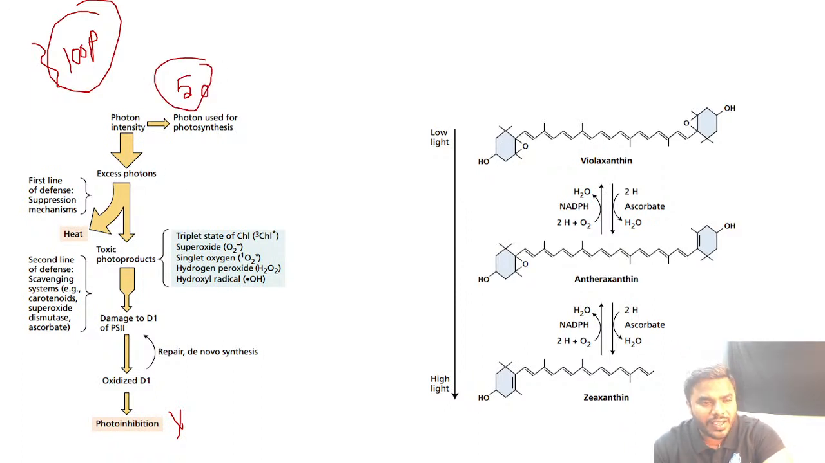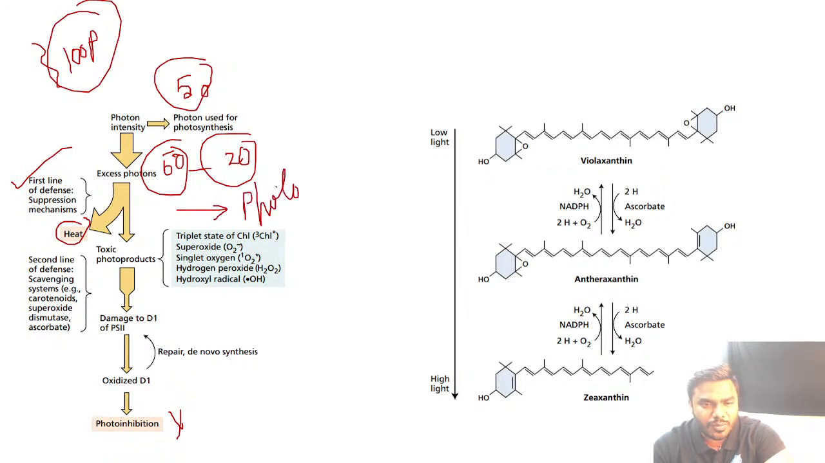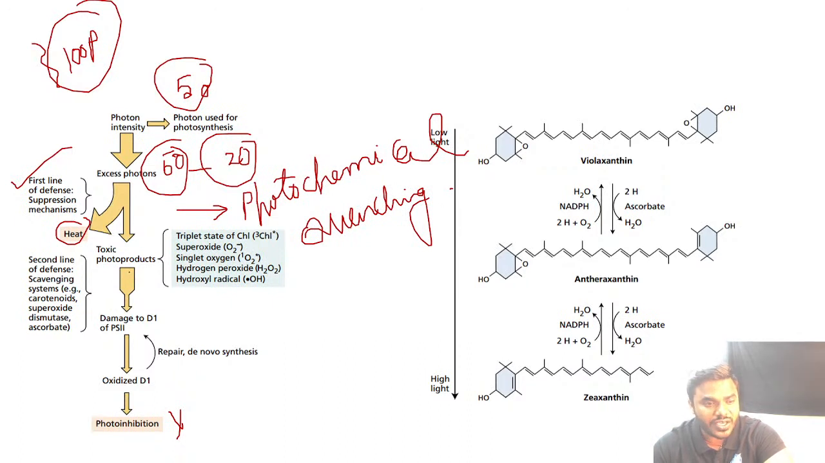Now what is happening? Out of 100 photons, 50 are left, right? Among these 50, nearly 20 photons will be released by using the first line defense mechanism in the plant body. What is that first line defense mechanism? We release it in the form of heat, widely called what, my friends? Photochemical quenching. I am requesting all of you, don't forget this statement at all. Photochemical quenching. And what will be the second line defense mechanism?